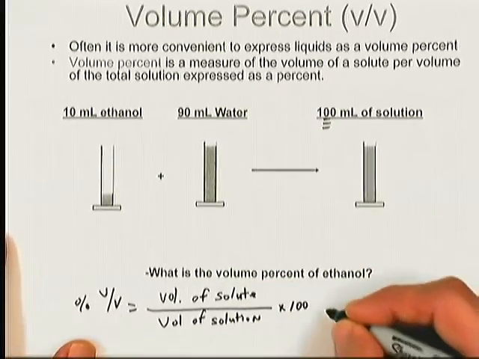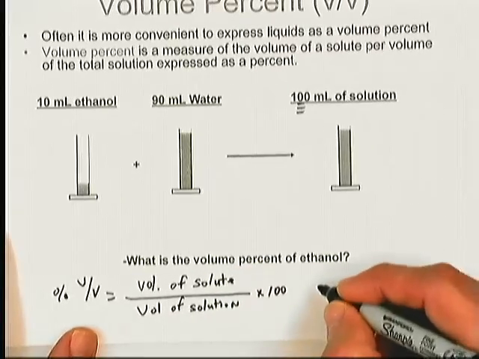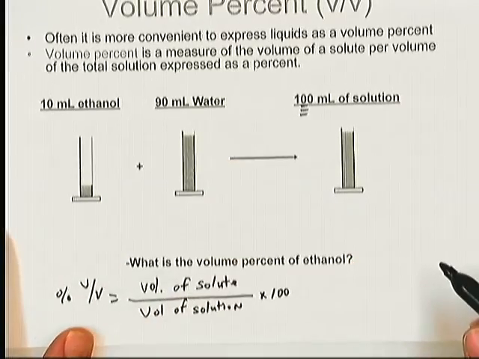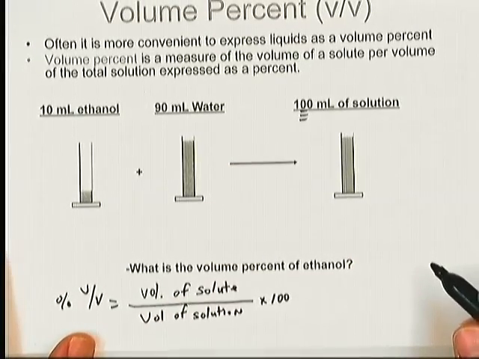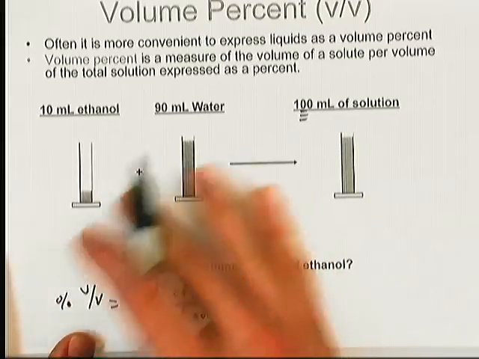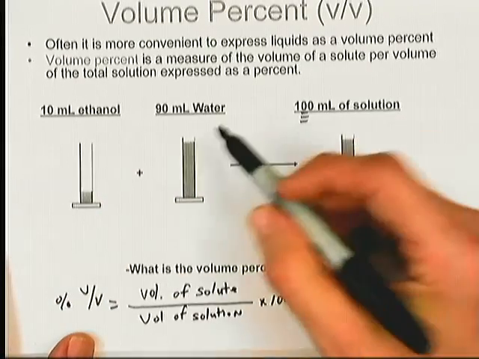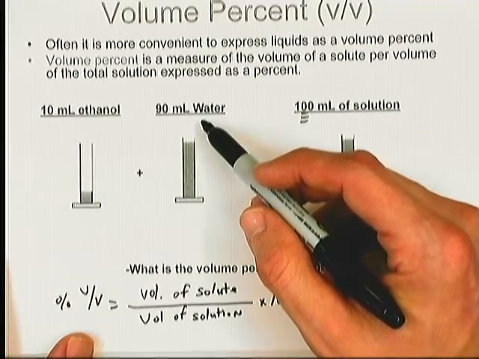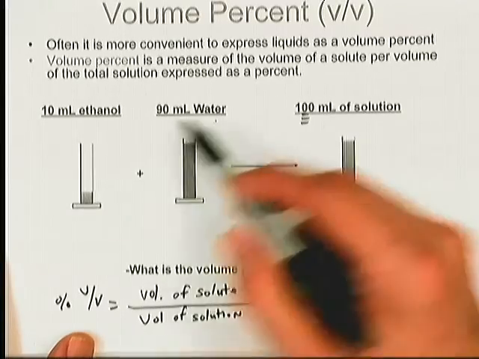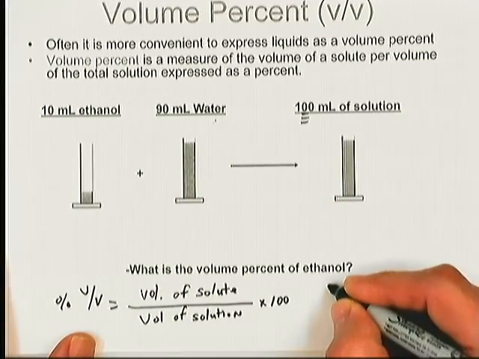So let's compute the volume percent of the ethanol in that mixture. Now you might be confused, like which one's the solvent, which one's the solute here. The solvent is always present in larger quantity or else determines the phase. So that's our water here, and our solute, of course, is the ethanol.